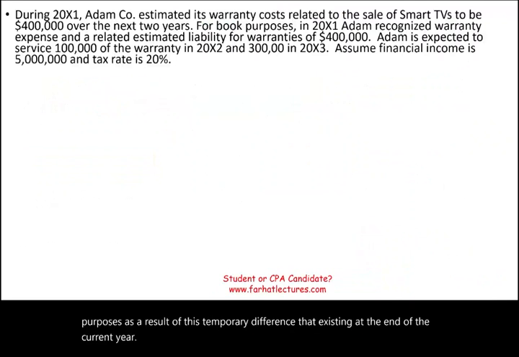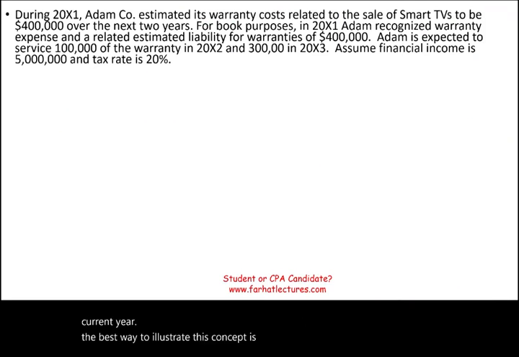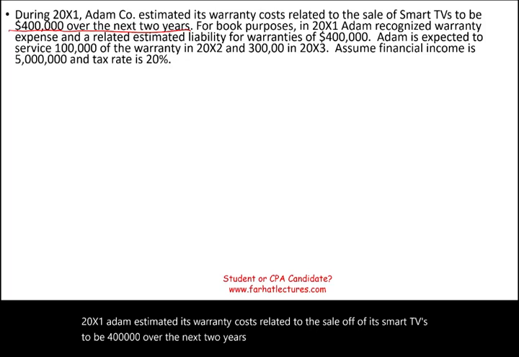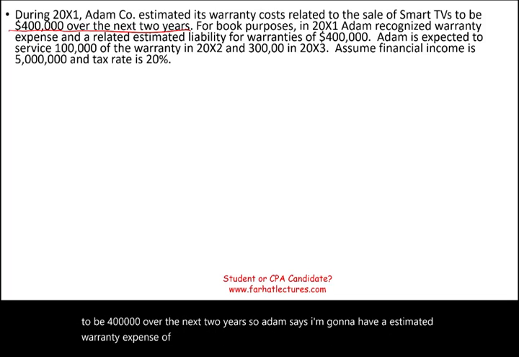The best way to illustrate these concepts is to actually look at some figures. During 20X1, Adam estimated its warranty cost related to the sale of its smart TVs to be $400,000 over the next 2 years. So Adam says, I'm going to have an estimated warranty expense of $400,000. For book purposes, Adam recognized the warranty expense and its related estimated liability for warranties of $400,000.